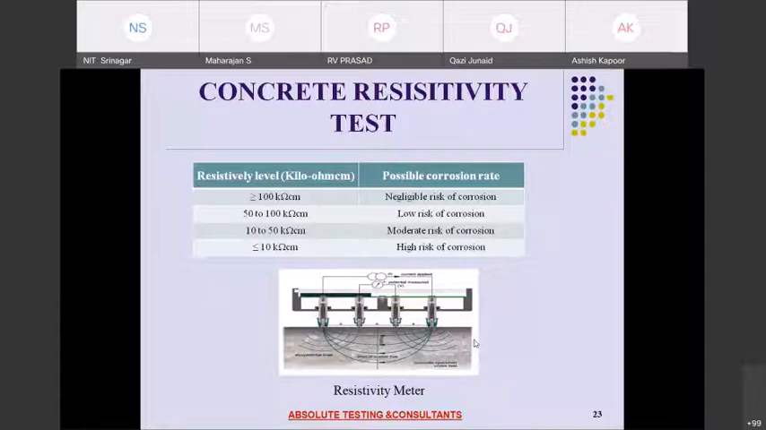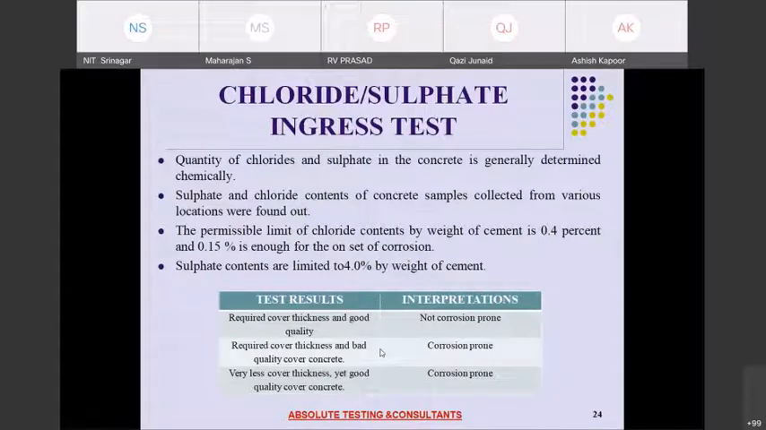Here you can see the image of the resistivity meter, where 2 outer probes are there and 2 inner probes are there. The current is applied from the 2 outer probes, and the 2 inner probes measure the potential difference. By this method, we can find out the resistivity of that particular concrete, which is in kilo ohm centimeter.